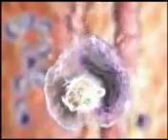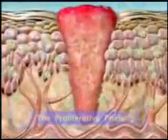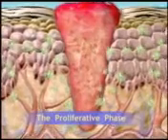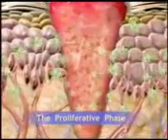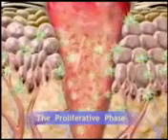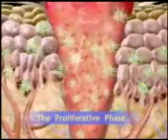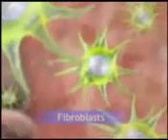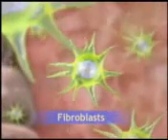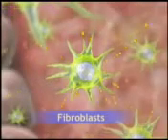The arrival of fibroblasts marks the beginning of the second phase of wound healing, the proliferative phase. During the proliferative phase, the focus moves to the building of new tissue to fill the wound space. Fibroblasts are connective tissue cells that synthesize and secrete collagen.